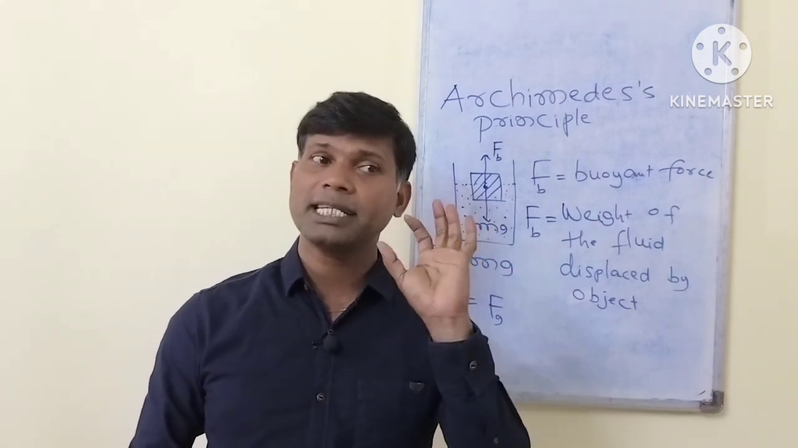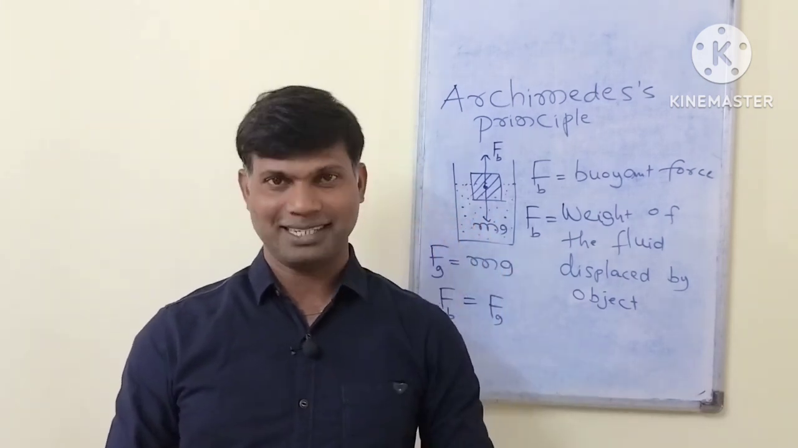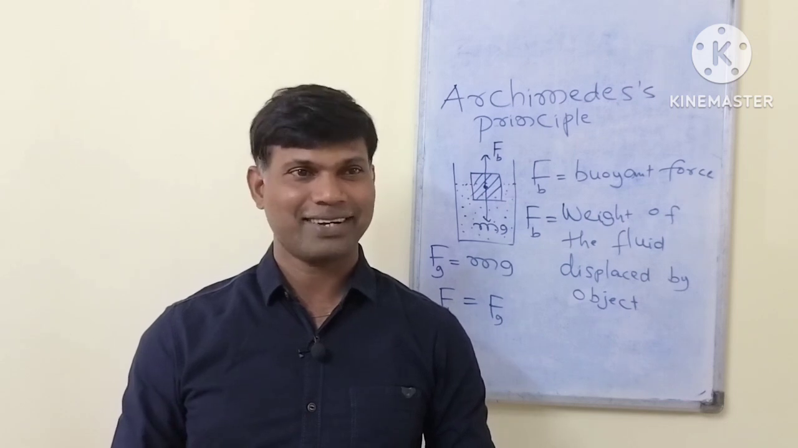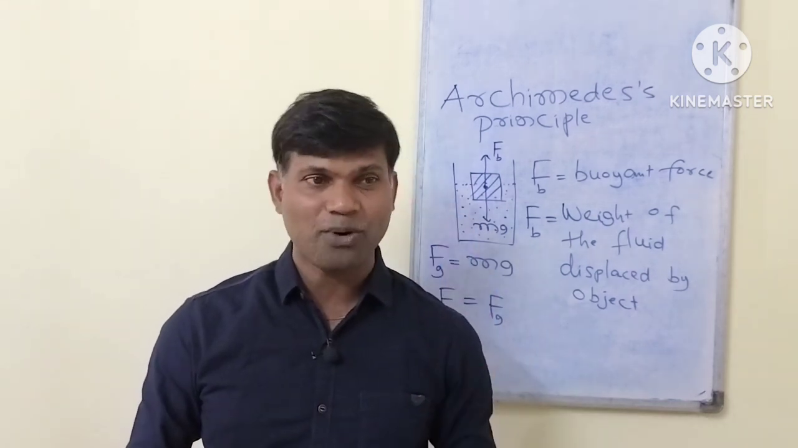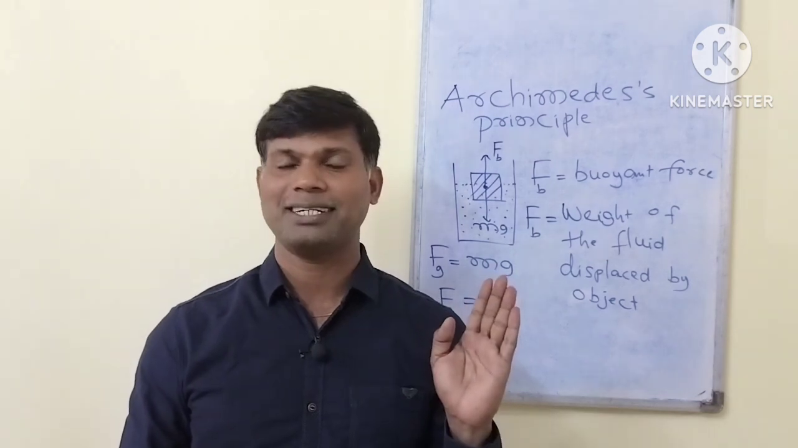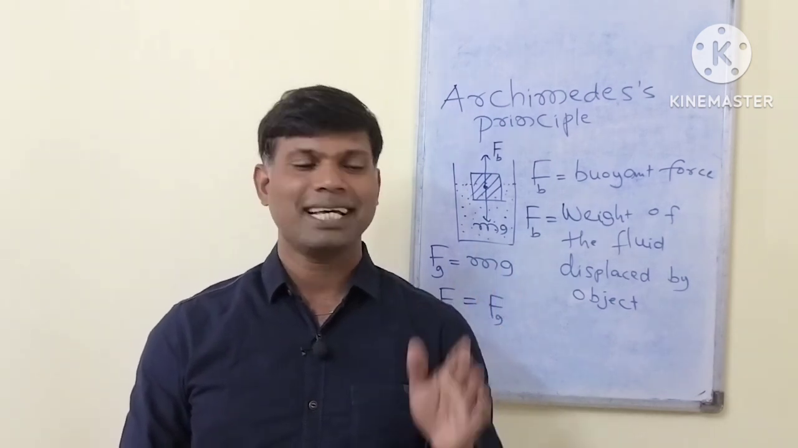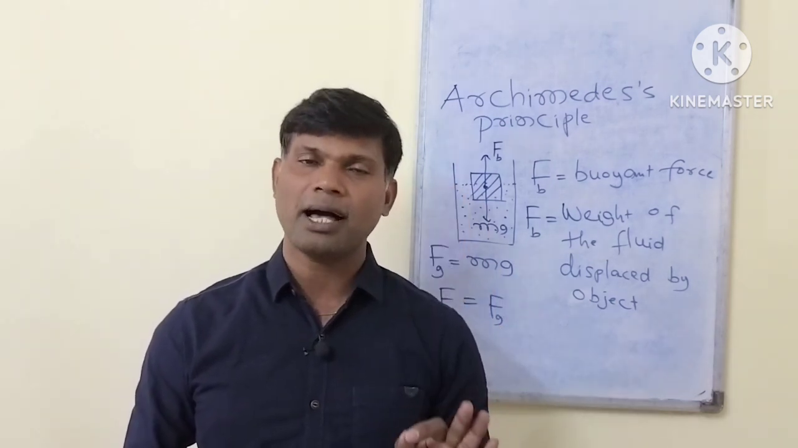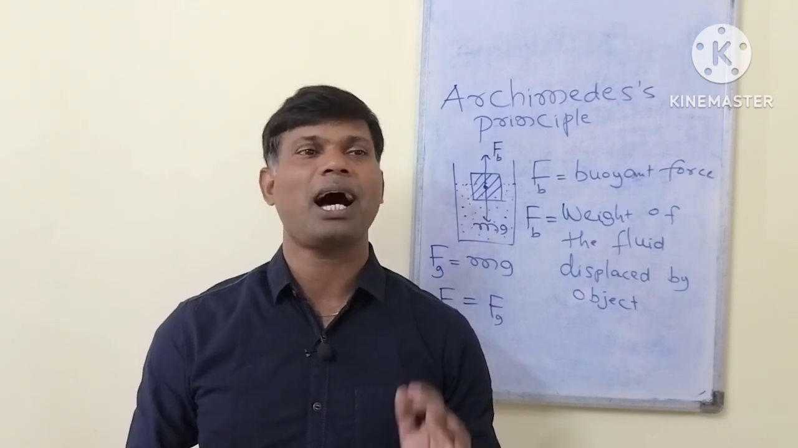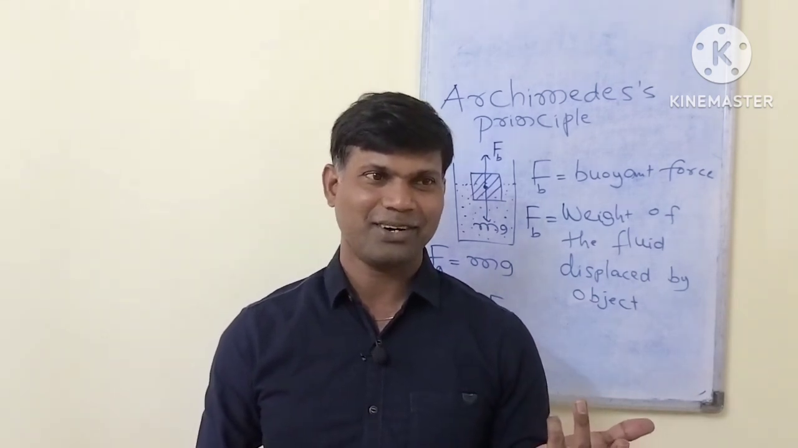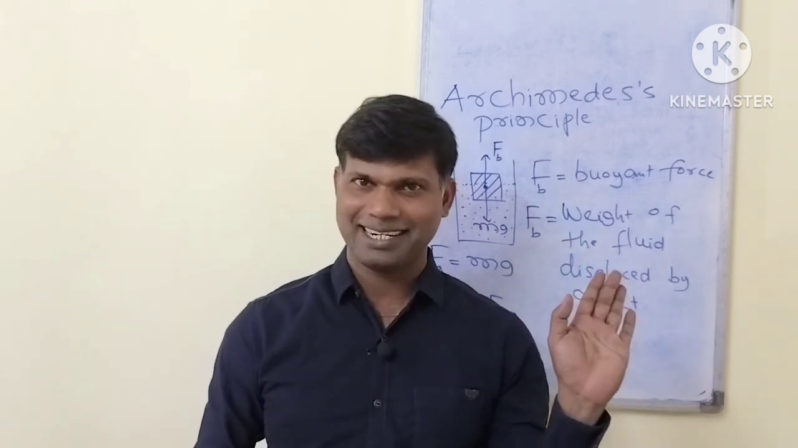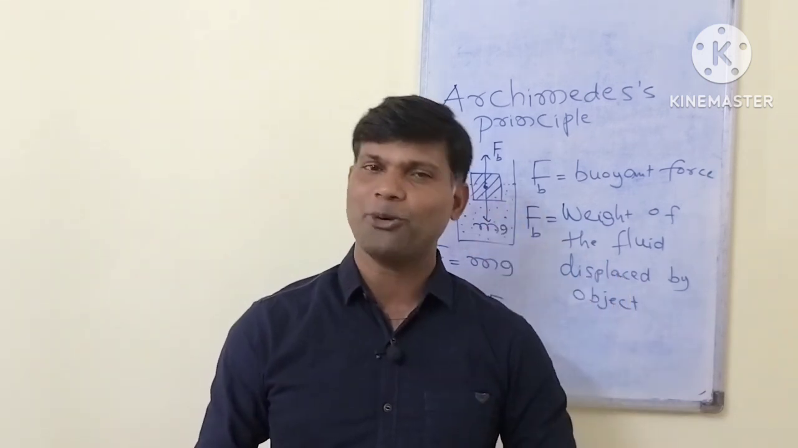The object is partially submerged. It is at rest. It is not moving downward. It is not moving upward. In this case, the downward gravitational force is equal to the upward buoyant force. Okay, now this is clear. Now we will go to case 2.